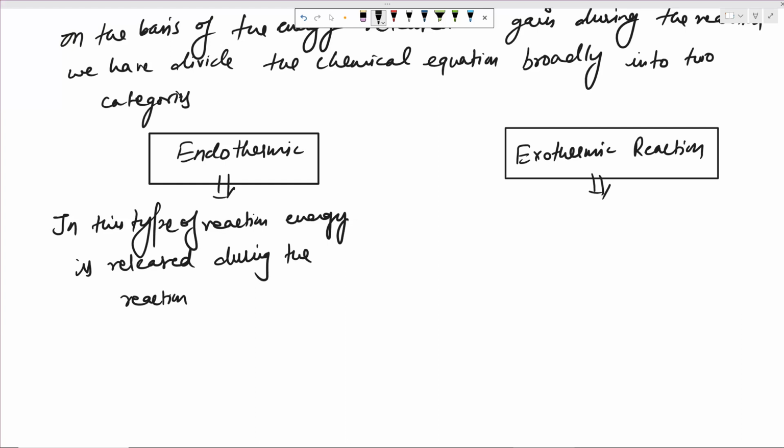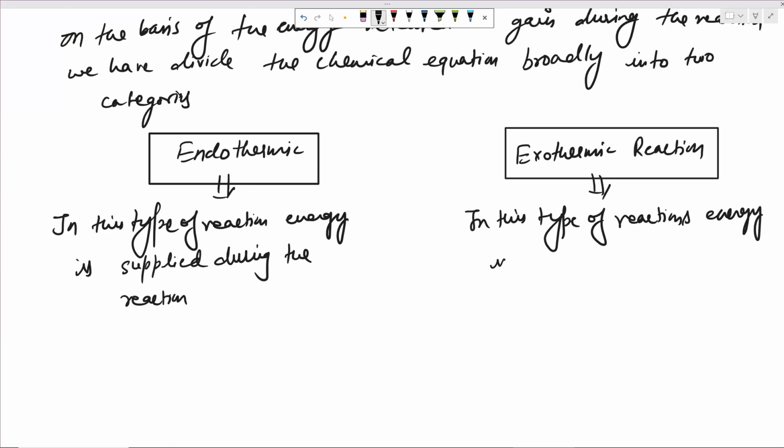In this type of reaction, energy is supplied. Note it down, please.